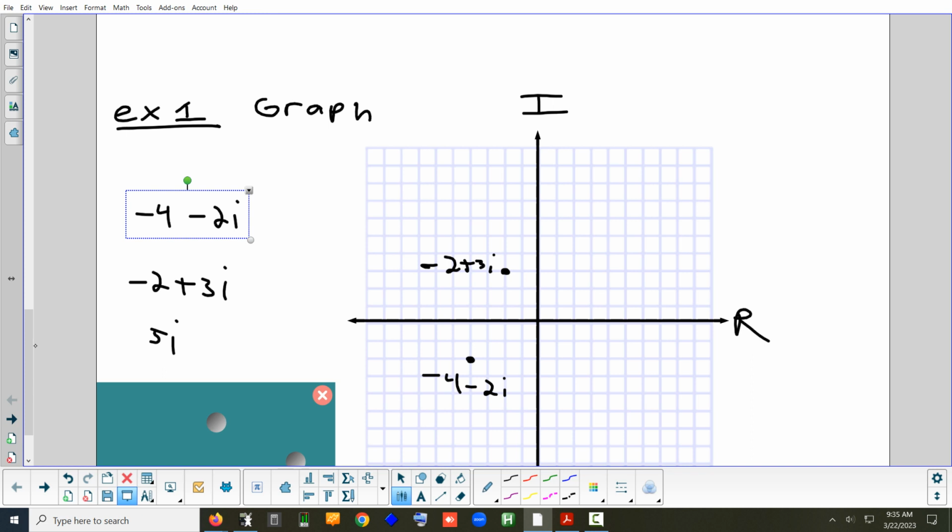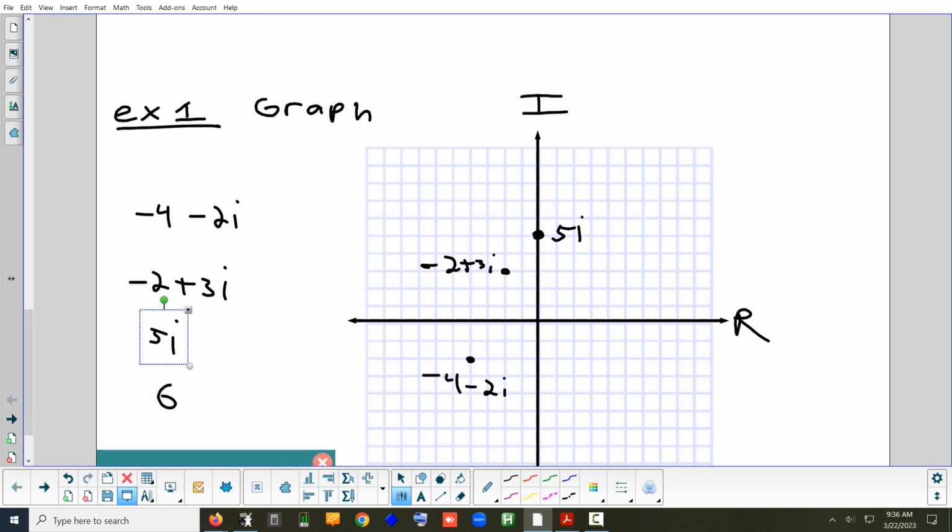Next, let's try 5i. There's 1, so 0. So you're not going to go left and right. We're just going to go in which direction to get to 5i. Yep. Up how many? 5. So that one's not in a quadrant, it's on an axis. Specifically, it's on an axis that represents 90 degrees going up. So that's what we're going to have to start thinking about. We're going to start thinking about an angle in a second.